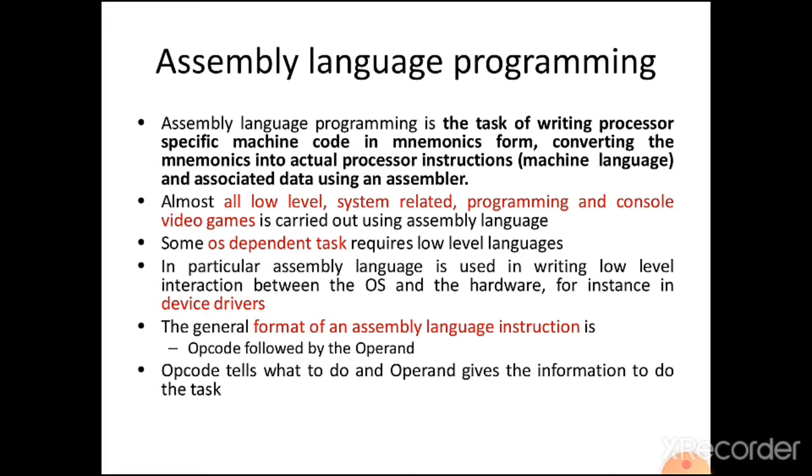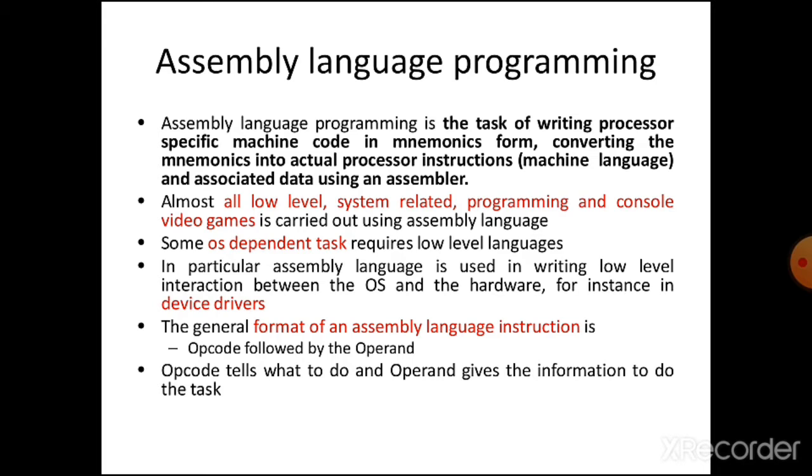Assembly language programming is the task of writing processor specific machine code in mnemonics format, and converting the mnemonics into actual processor instructions or machine language and associated data using the assembler. The assembler is a translator which converts assembly language into the corresponding machine code.